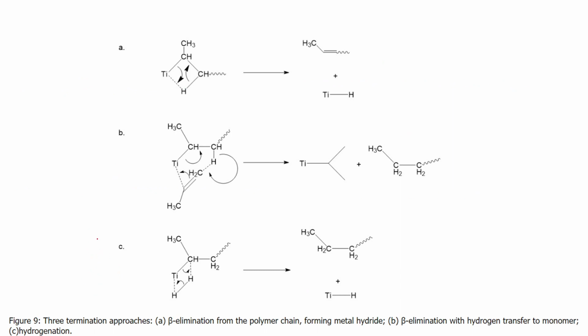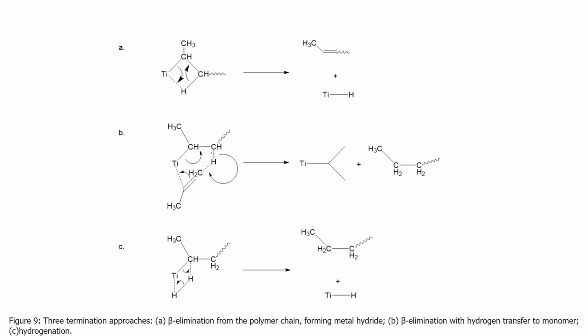For the termination step, there are a few approaches. Here you can see that titanium hydride formation can be possible, and that would generate an alkene unit at the end of your polymeric chain. So this is one of the ways this particular reaction can be terminated.